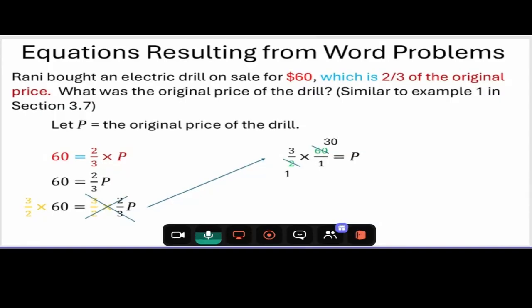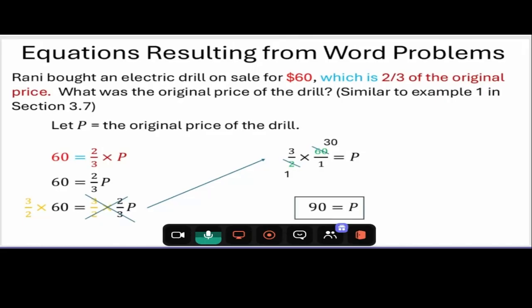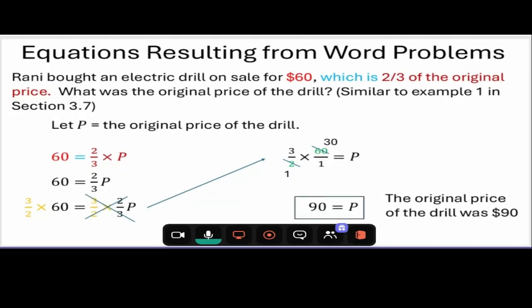60 over 2. And remember, we can only do this for multiplication, right? We can't do this little cross-canceling when it's adding, subtracting, or dividing. And you get 3 times 30 is 90. So the original price of the drill was $90, which, by the way, with word problems, we generally are looking for a sentence answer at the end as well, at least if you're doing a written test.